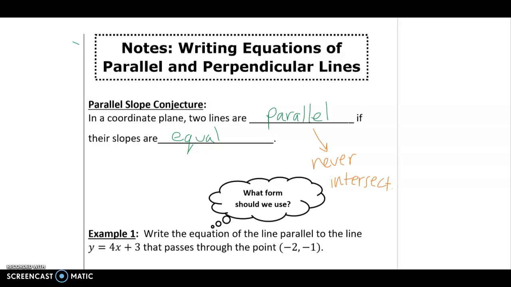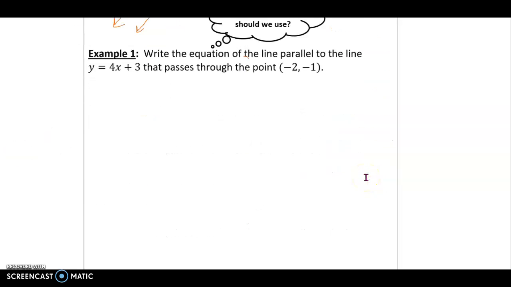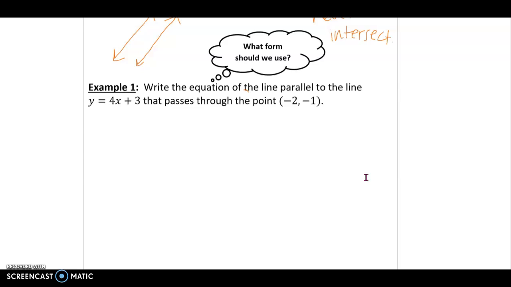So here is one line, and it always helps to have a picture, guys. Another line that will never touch it, so they are parallel. And those lines would have the same slope. Okay, so given a problem on the STAR test, you might see something like this. Write the equation of the line parallel to the line given that passes through the point that is given.